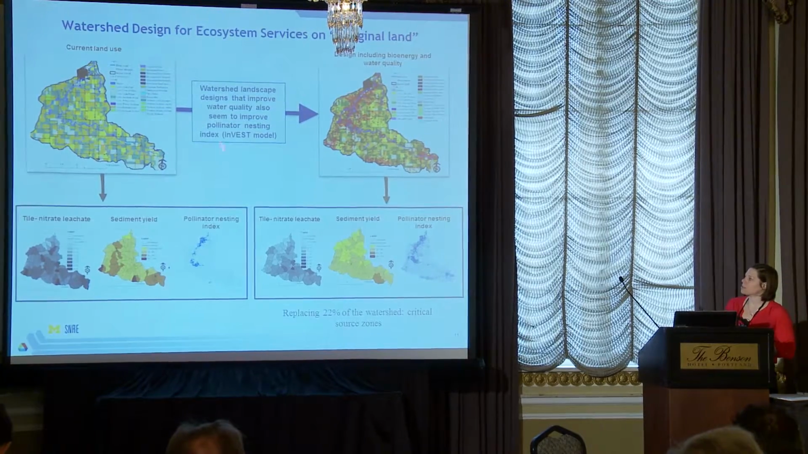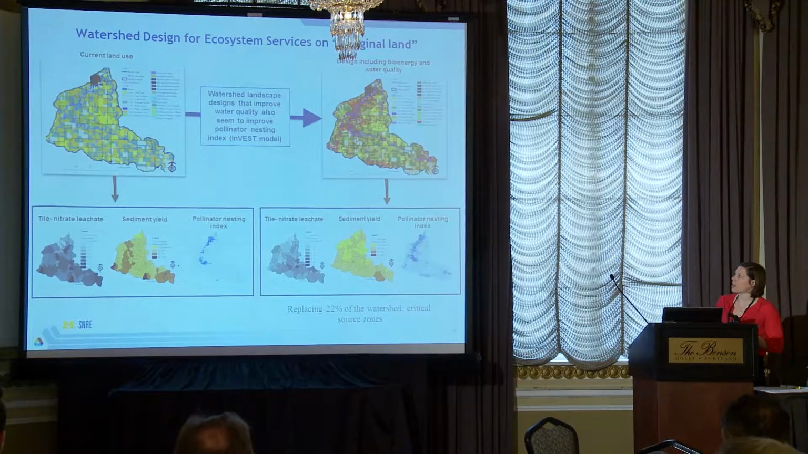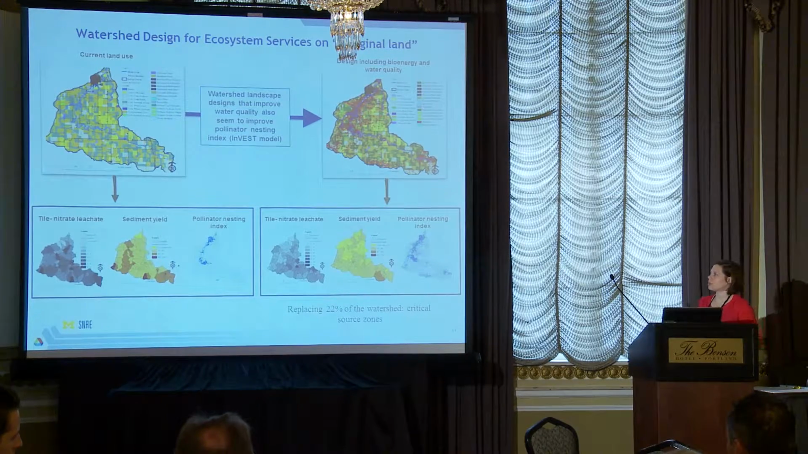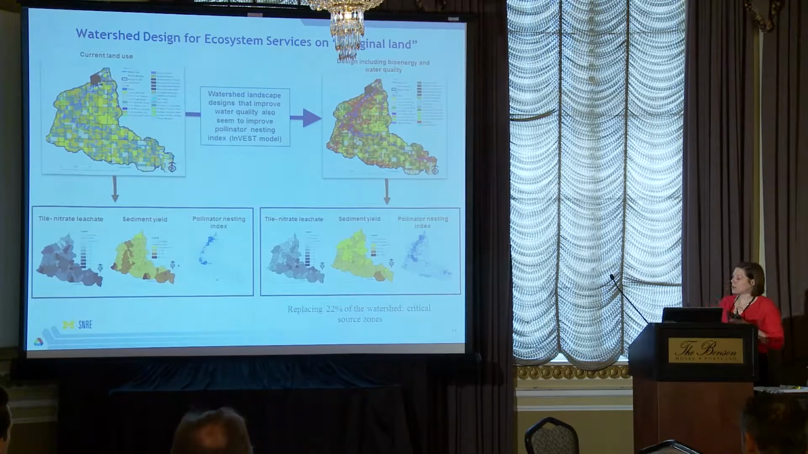You're looking at business as usual to the left and its corresponding outputs, and one of our future landscape patterns on the right. So in this case, we're just looking at that critical source area, that 22% of the watershed that's susceptible to nitrate runoff and low crop productivity. In this case, this red here is where we're replacing all that land with switchgrass, and as you can see, for nitrates, tile leachate, and sediment yield, you have a reduction in those critical source areas, as well as the rest of the watershed on those outputs, which is good.